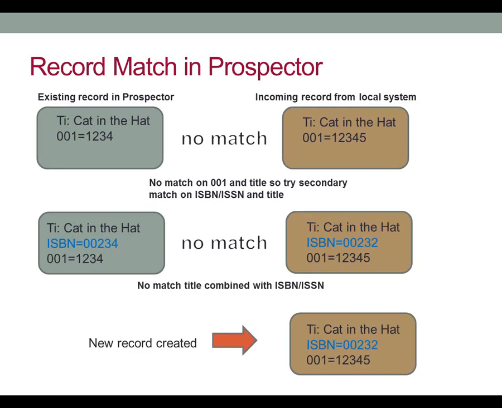And then here's a third example. In this case you can see again the title's the same, but there is no match on the 001 field. And so if there is no match on the 001 and title, it's again going to try for the secondary match, which is on the ISBN and title. In this case the ISBN numbers don't match even though the titles do, and so it creates a brand new record.